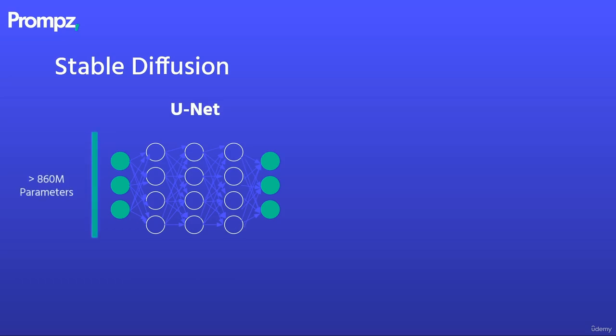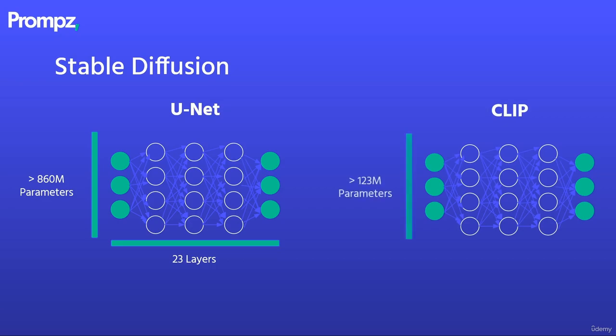The AI image generator Stable Diffusion has a lot of technical parts, like 860 million UNet parameters and 23 convolutional layers. Plus, it has 123 million CLIP text encoder parameters and 12 hidden layers. But even with all this, it's not too heavy and should even work on a good gaming computer's graphic card.